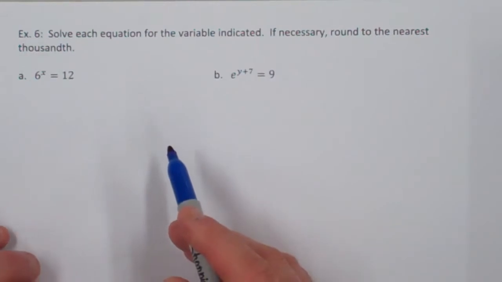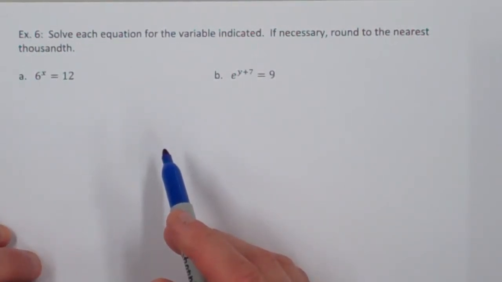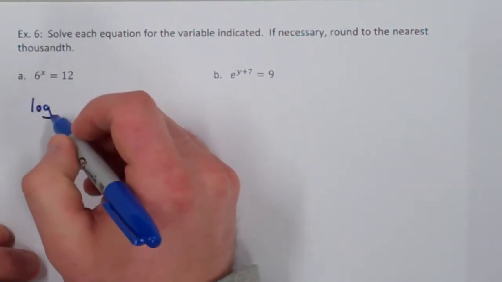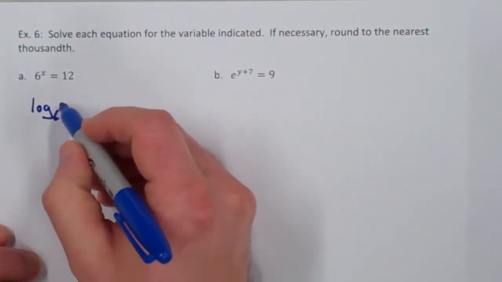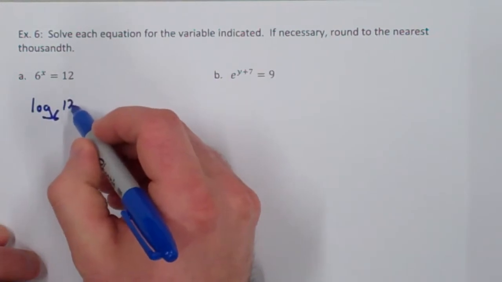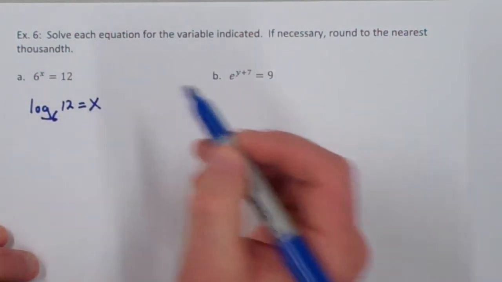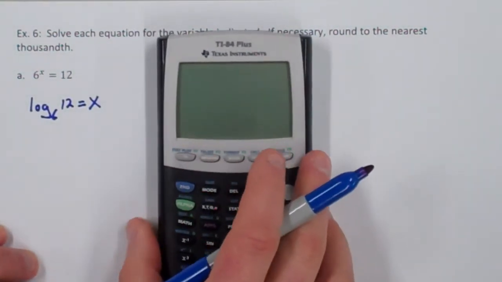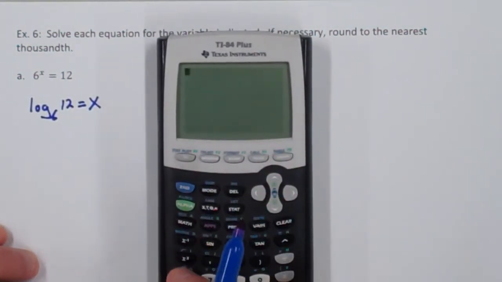So right away, I think we're going to change this into a logarithmic equation. When we write a logarithmic equation, the base is going to come down below, the 12 will come over, and then we'll be solving for the exponent. Now all we have to do is just type this into the calculator and see what we get. Remembering we're going to round to the nearest thousandth.